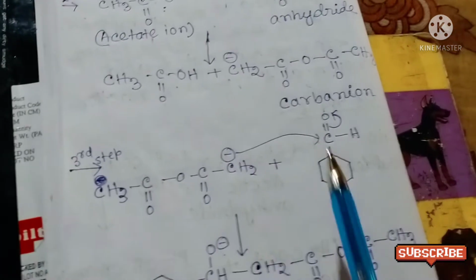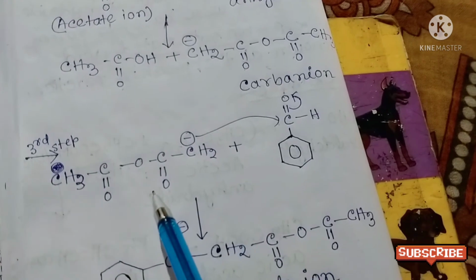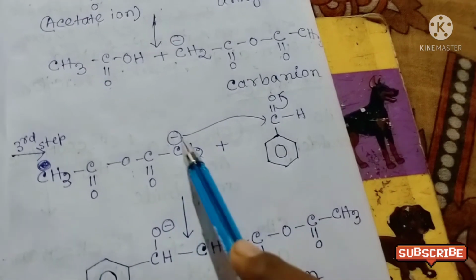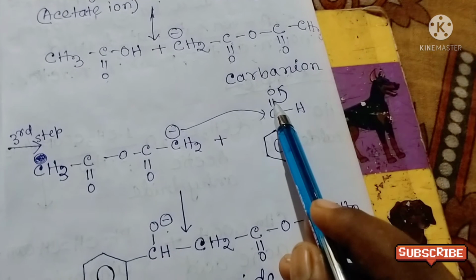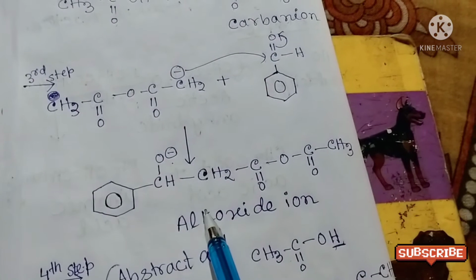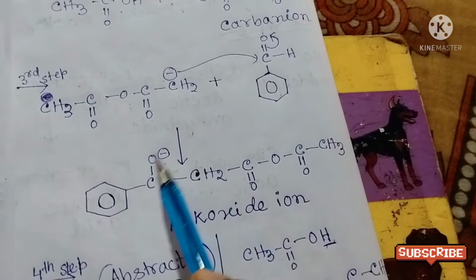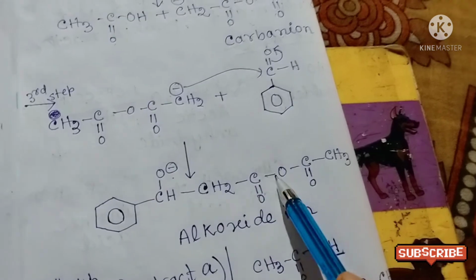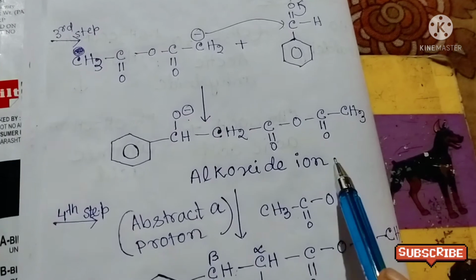In third step, this carbanion reacts with benzaldehyde. Here, this carbanion acts as a nucleophile and it attacks the benzaldehyde. This negative charge attacks the carbonyl carbon and this double bond shifts from here to the oxygen. As a result, we get the alkoxide ion. Here, the benzene ring and CHO minus attached to CH2, C double bond O, O, C double bond O, CH3. Alkoxide ion is formed.